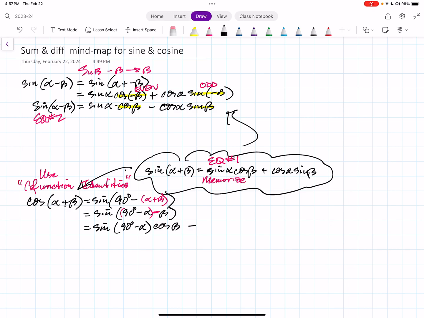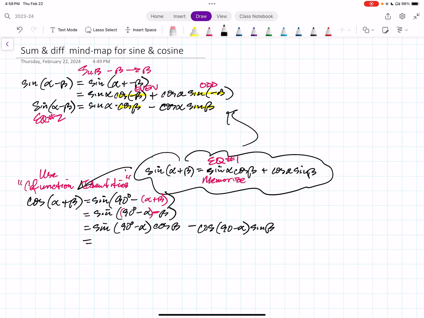Then further on in this fraction, take a look at number two. I have to subtract cosine of alpha times the sine. Excuse me, I got distracted. Let me fix that. Cosine of the first angle, which is 90 minus alpha, times the sine of the second angle, which is beta.